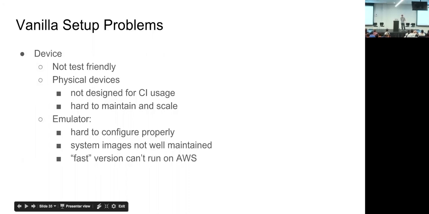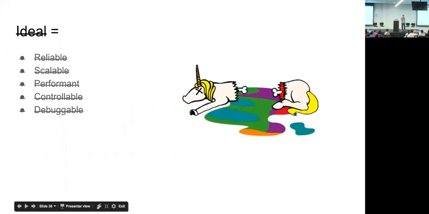And then the fast version, this is the x86 version that runs on KVM enabled machines. Basically, it can't run on services like AWS. So this is the problem we ran into at Slack. We run our build nodes on AWS, and AWS does not give you access to the raw hardware underneath the hood. So not so ideal.